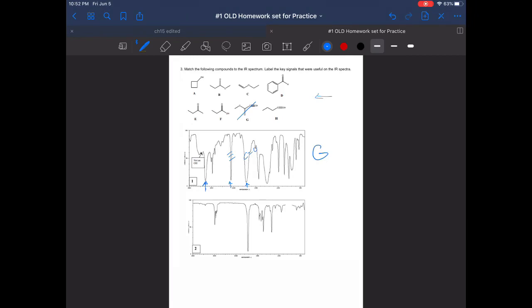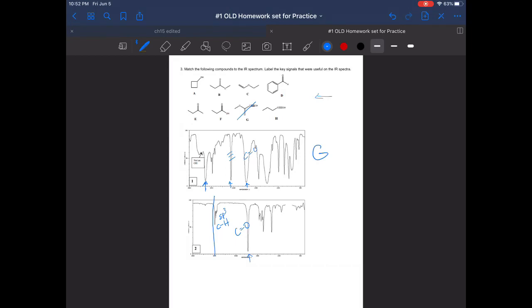So if we look at number two, from the diagnostic region, we have a carbonyl here at around 1,700. And if I draw a straight line up from 3,000, sorry, I tried my best to make it straight, I see that I only have sp3 CHs. So there are no hydrogens on a double bond or a triple bond, no OHs, no NHs. Those are the only things I can see in my diagnostic region.